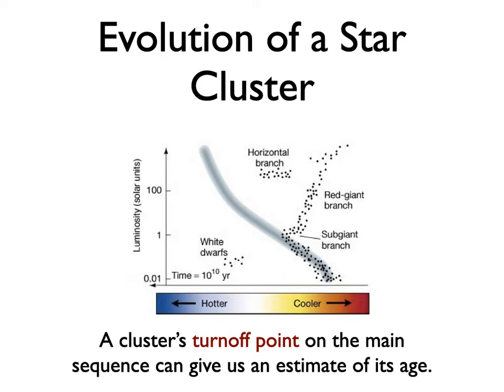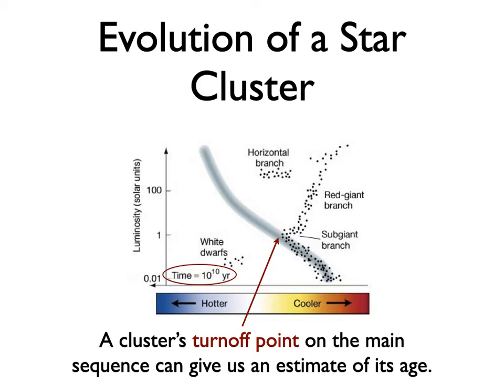White dwarfs are now on the picture, if we can see some of those. So some of the stars have completely evolved from red giants all the way down to white dwarfs. The turnoff point on the main sequence gives us the estimate of its age. There's the turnoff point right there. So if we know that turnoff point and we know what size stars we're talking about there that are on the turnoff point, we can know how old the cluster is.